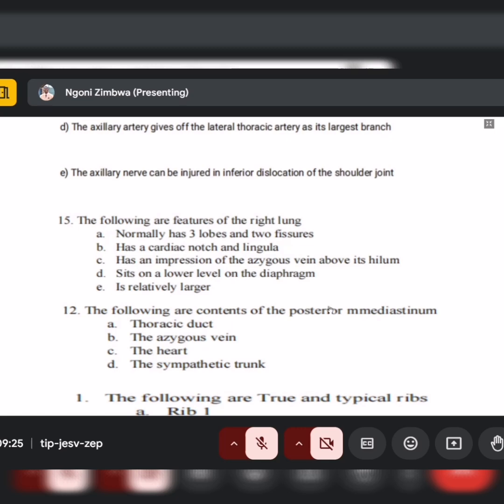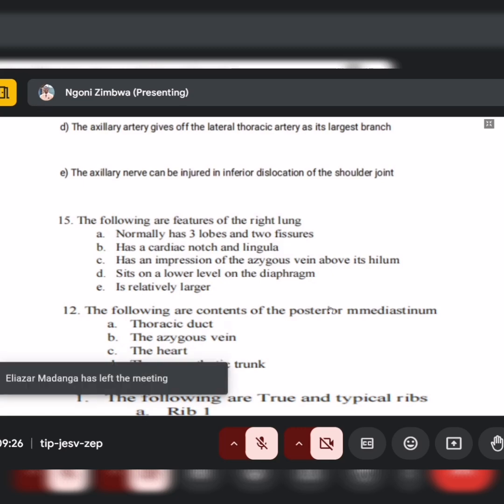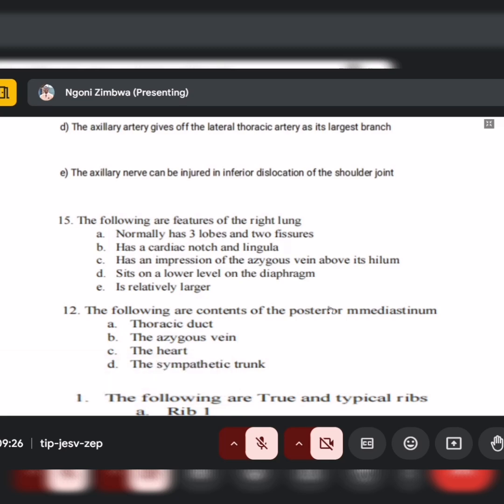C, is an impression of the azygous vein over its hilum. What do you think? Right. So if you remember from the course of the azygous vein, it's actually going to end by draining into the superior vena cava. So since the azygous vein is on the right, it actually forms a groove as it drains, like over the right lung hilum.